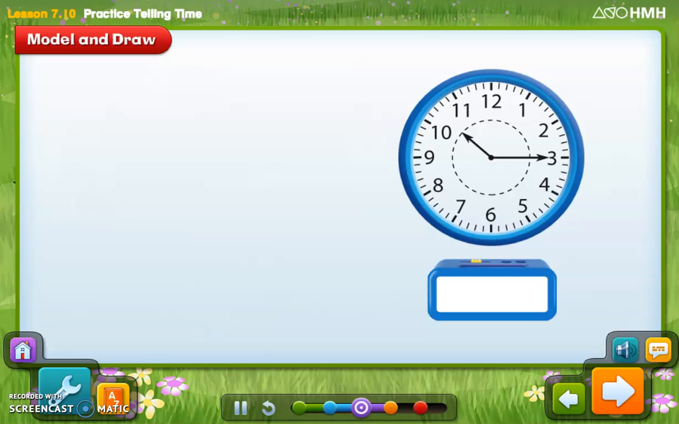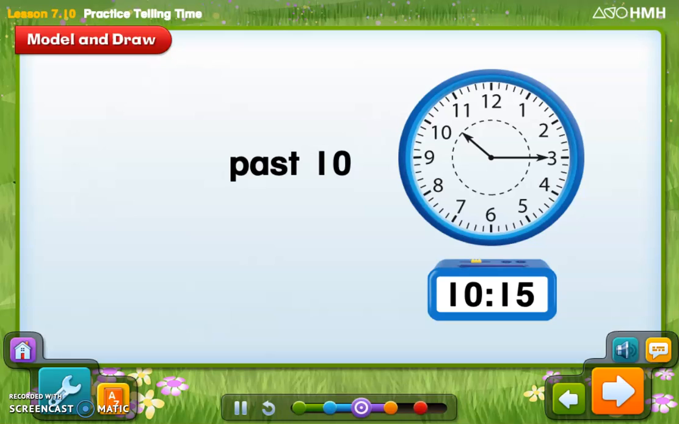What time does this clock show? Okay, so we see that the hour hand is in between the 10 and 11, so we know that the hour is going to be 10, and then let's count our minutes by 5s again. So 5, 10, 15. So we know that this clock is showing 10:15. The hour hand points between the 10 and 11, and the minute hand points to the 3.